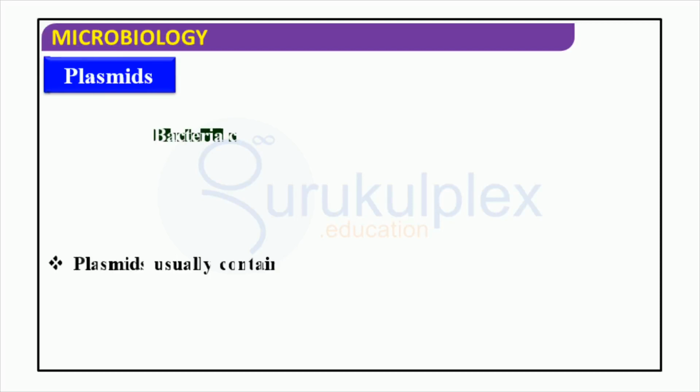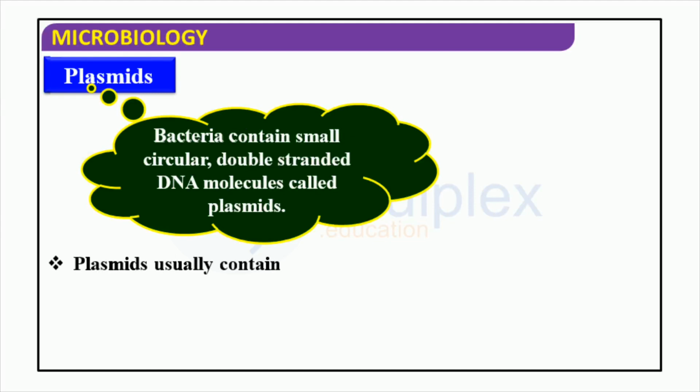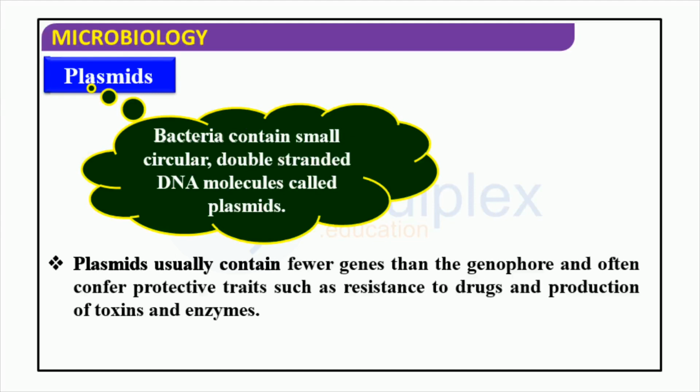Plasmids are found in bacteria and are small, circular DNA molecules containing typically fewer genes than the larger bacterial genophore. Plasmids can confer extra abilities to bacteria, like antibiotic resistance, producing toxins and enzymes.